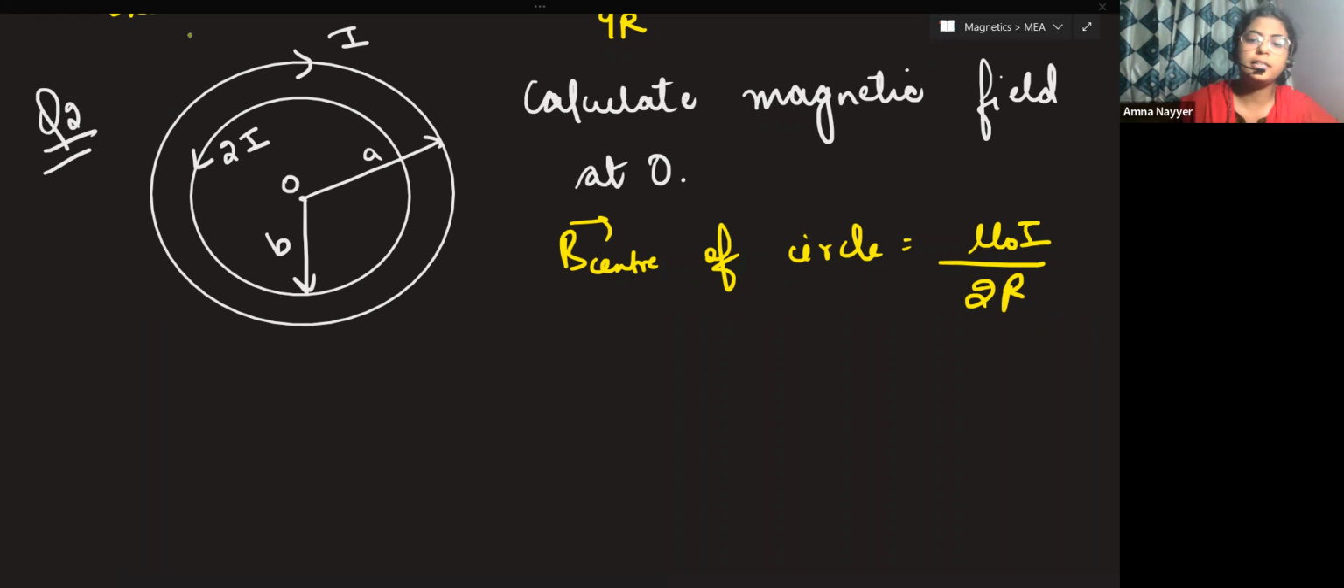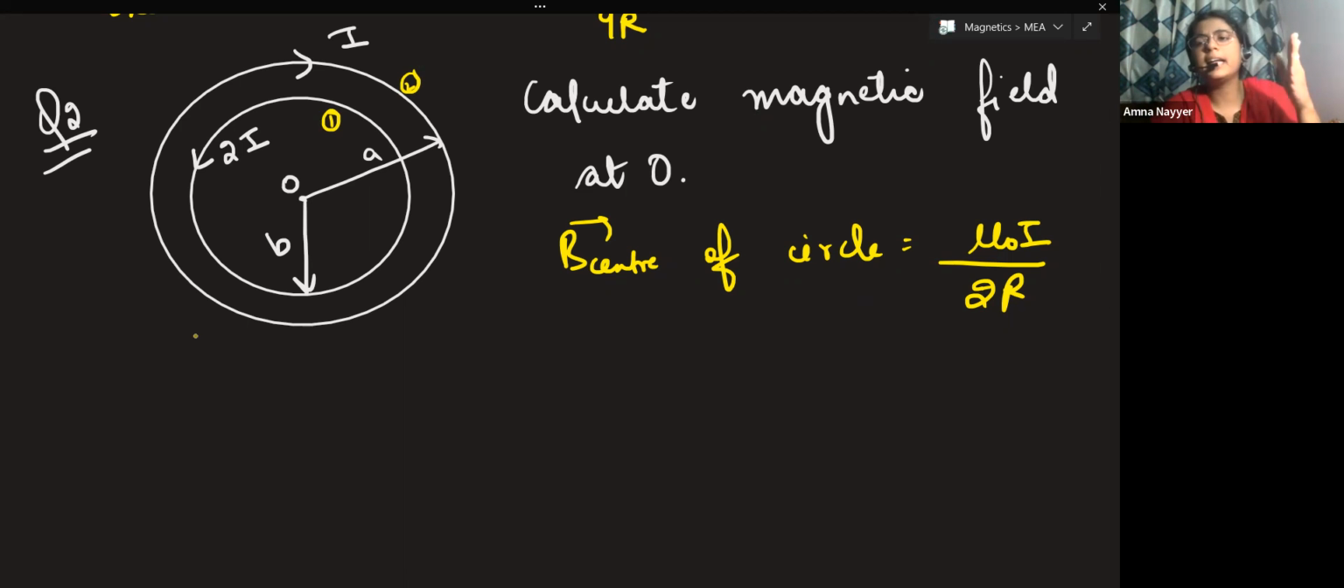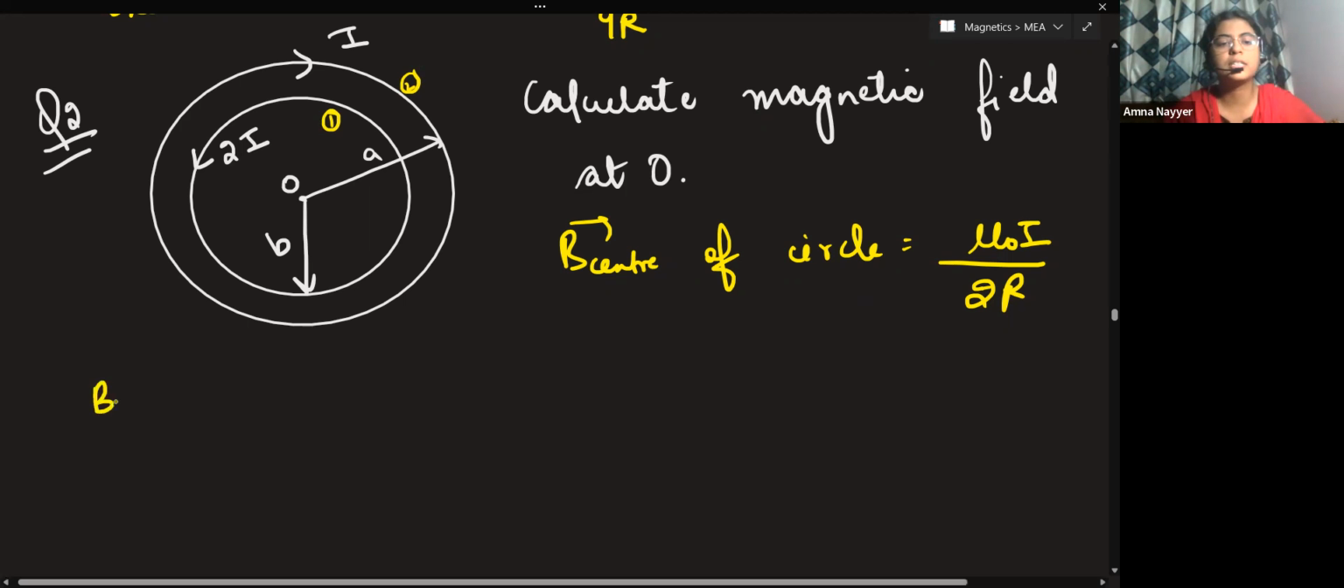Let's take this as the first circle and this as the second circle. As I've told you, if you're not familiar with the object or figure given to you, then directly divide it into two parts. So these two circles are there, so we can divide it into the first circle and the second circle. Talking about the first circle, magnetic field due to the first circle.